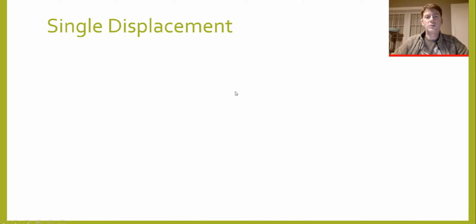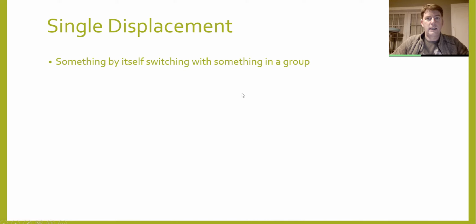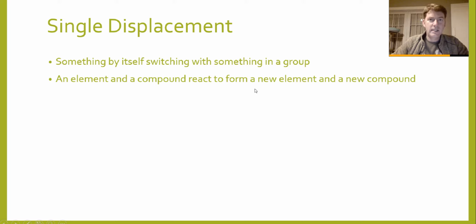Now, a single displacement reaction is going to have something by itself switching with something in a group. So as we think about reactants, we are starting with an element and we're starting with a compound. Remember, a compound is elements joined together somehow. And so generically we can think of that as A plus BC. So BC is together, and then A is going to displace B. It's going to kick B out, and now we have AC, and B is by itself.